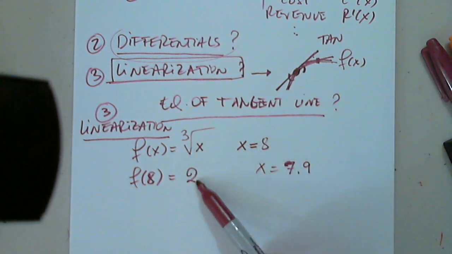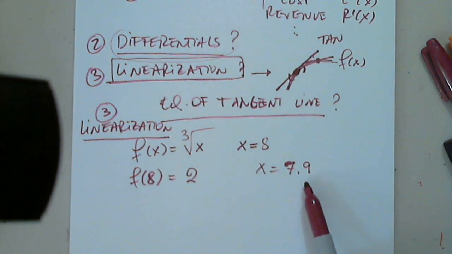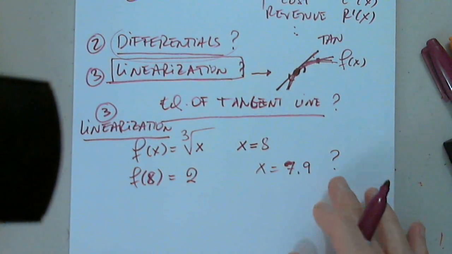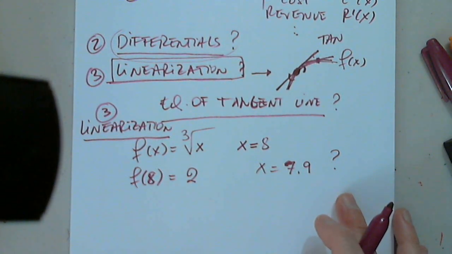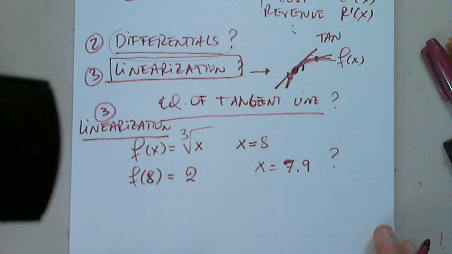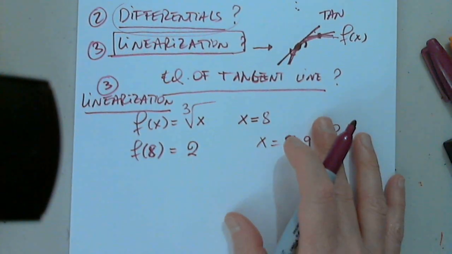I know that the cube root of 8 is 2, but what about the cube root of 7.9? I have no idea. I have to use a calculator on this. And yes, you can say, but use the calculator and you're done. True. But I want to make a point.